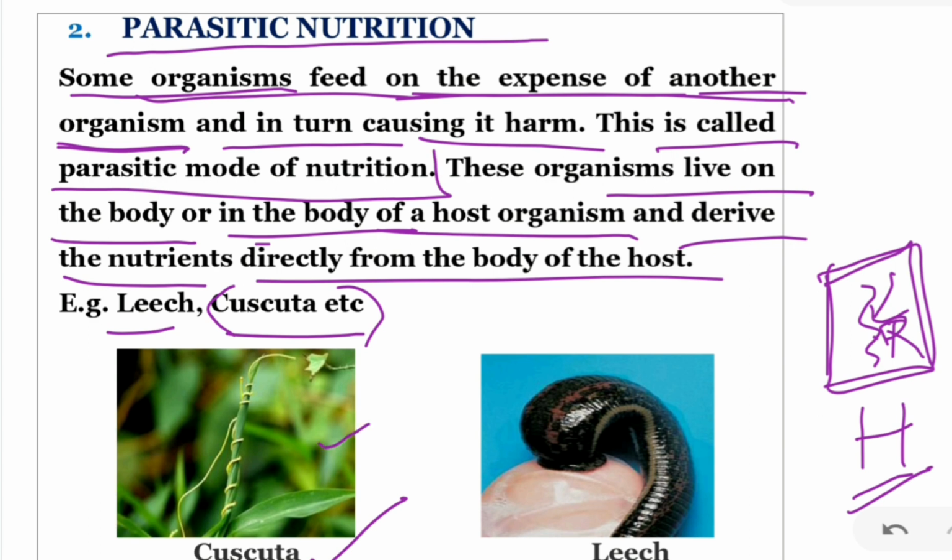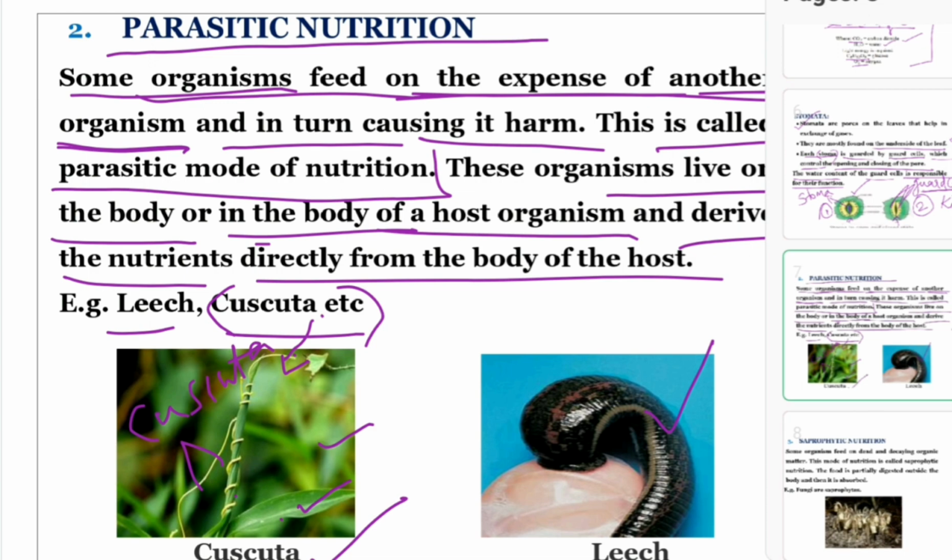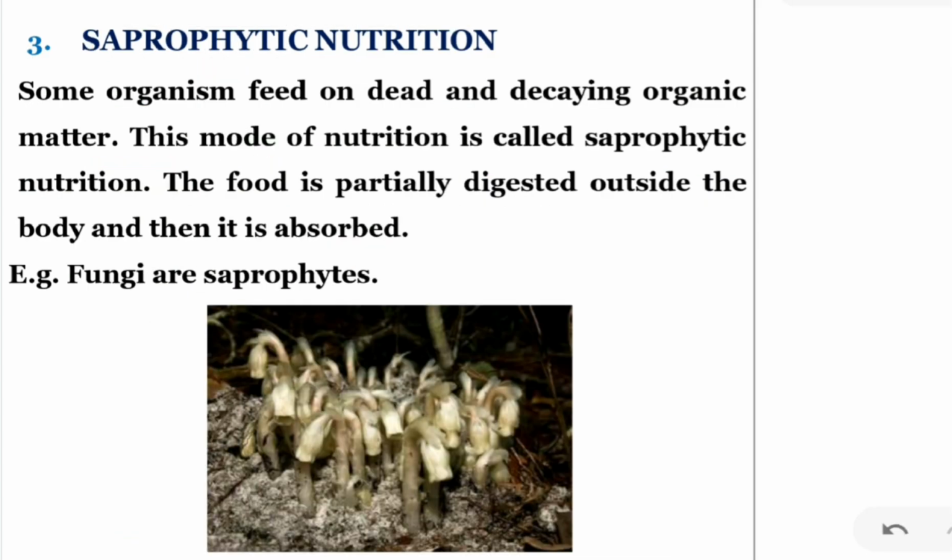If you see in this image, you can see there is a green color plant. On this, some thread-like structures, right? These thread-like structures are actually the cuscuta. The plant on which this cuscuta wraps around will die. Why? Because cuscuta takes all the nutrients from the main host plant. So this green thread-like structure is the cuscuta, which is a plant-like structure that grows as a parasite on another plant. And this is the leech, which sucks blood from the other organism. Both are parasites.